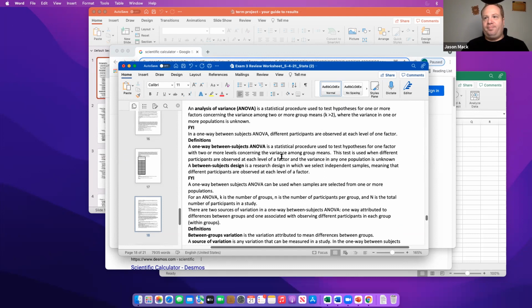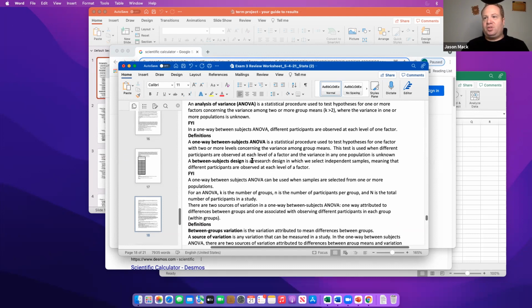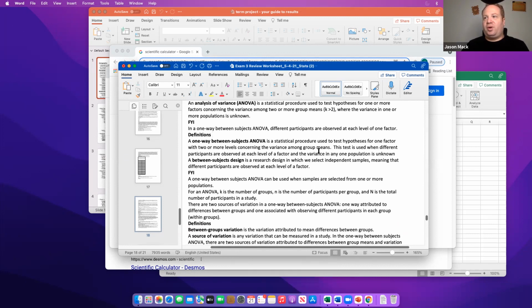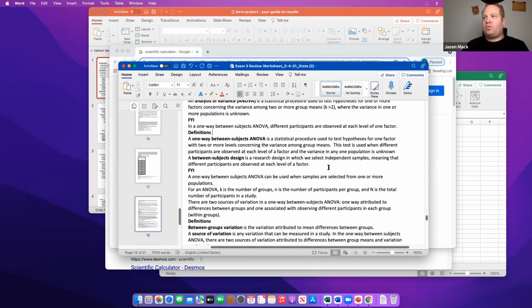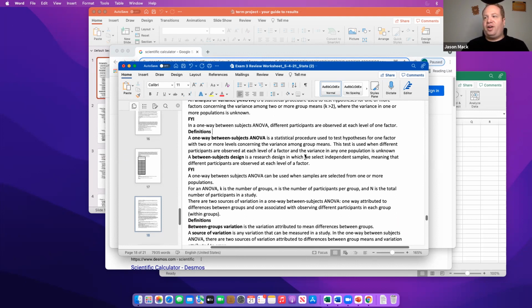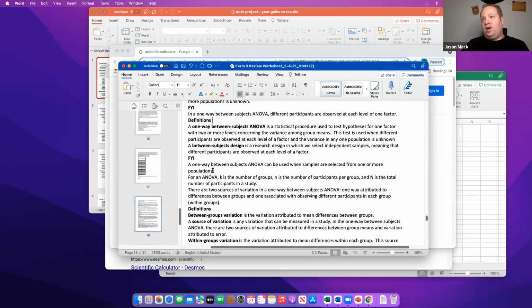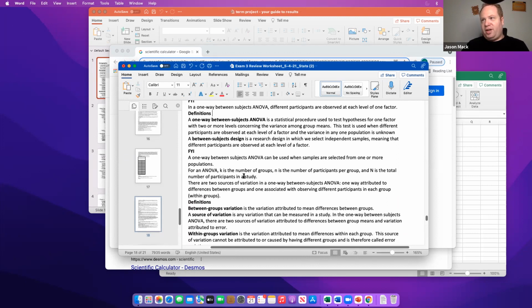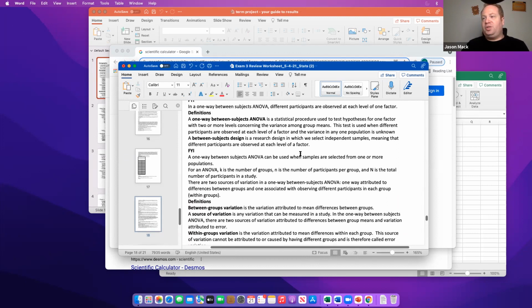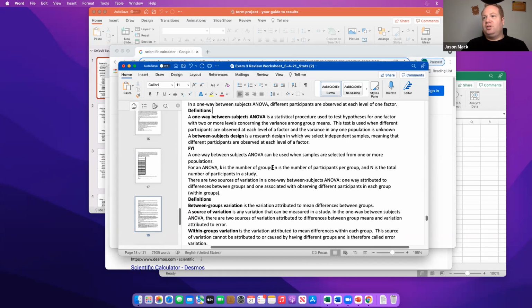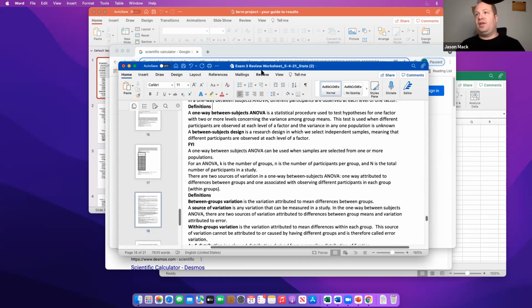So a one way between subjects ANOVA is a statistical procedure used to test hypotheses for one factor when there are two or more levels concerning the variance among group means. This test is used when different participants are observed at each level of a factor and the variance in any one population is unknown. A between subjects design is a research design in which we select independent samples, meaning that different participants are observed at each level of a factor.